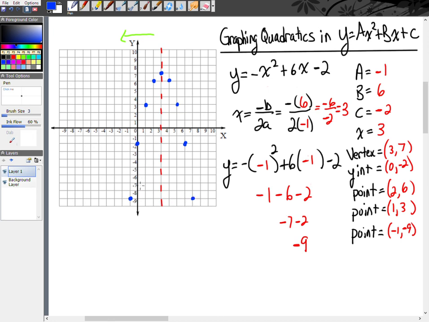And so here is our parabola. I don't have the steadiest hand, so it doesn't come out perfect, but you get the idea. Okay, I hope that this helps you understand how to graph quadratics in standard form, y equals ax squared plus bx plus c.